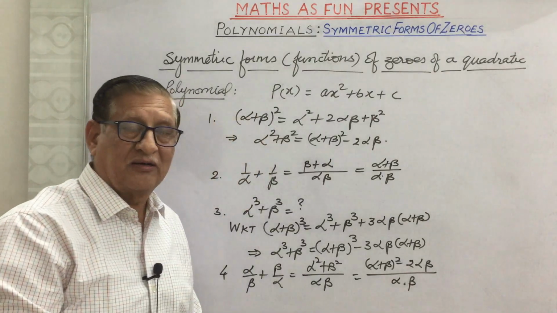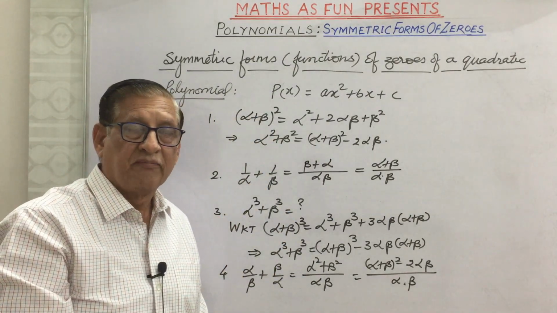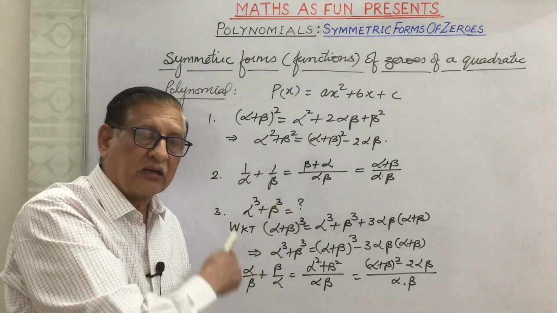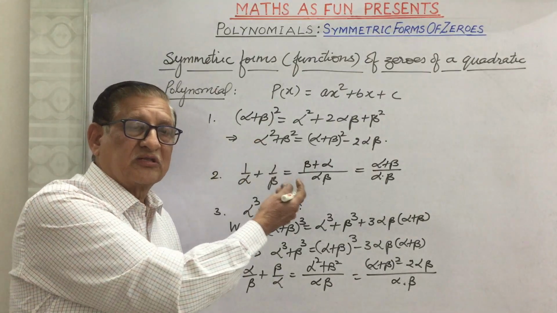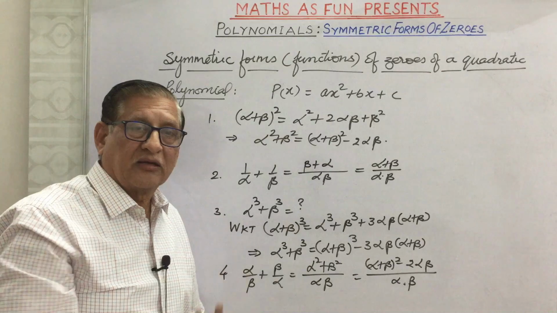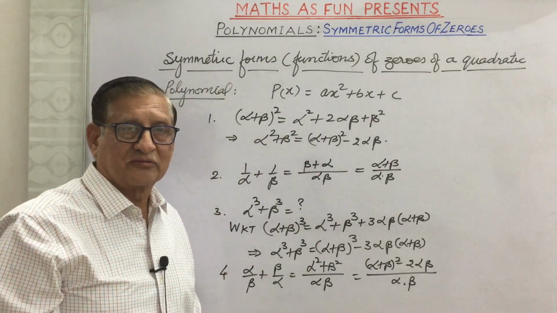So what we have seen here is that if any symmetric form or symmetric function is given to us, we will transform this in terms of alpha plus beta and alpha into beta, and then we can substitute the values from the quadratic equation and find the value of this expression or this function.